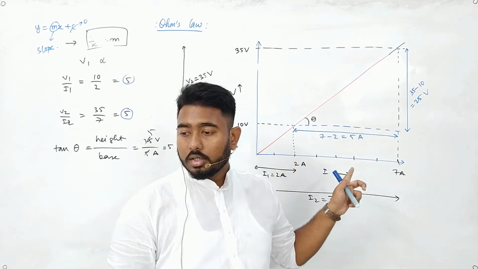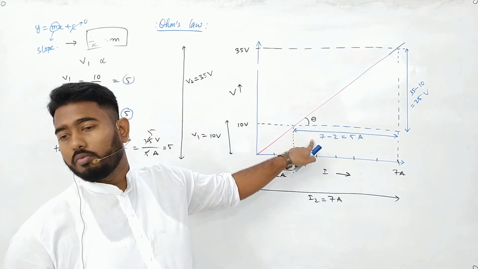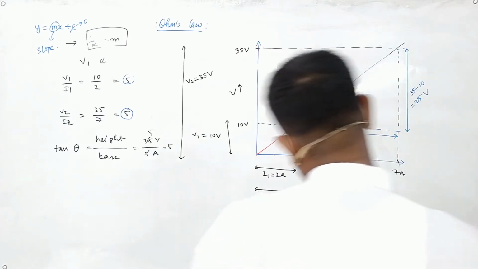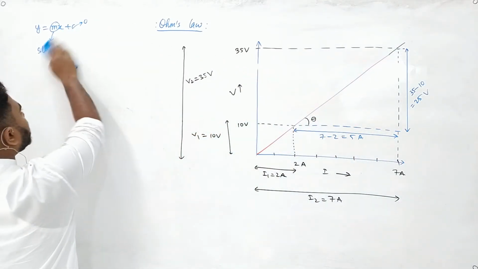What is it known as? We learned it the previous day. Resistance. This is the slope, which is also the resistance. Okay, so now, whenever we are talking about this, we are talking about fixed resistance.